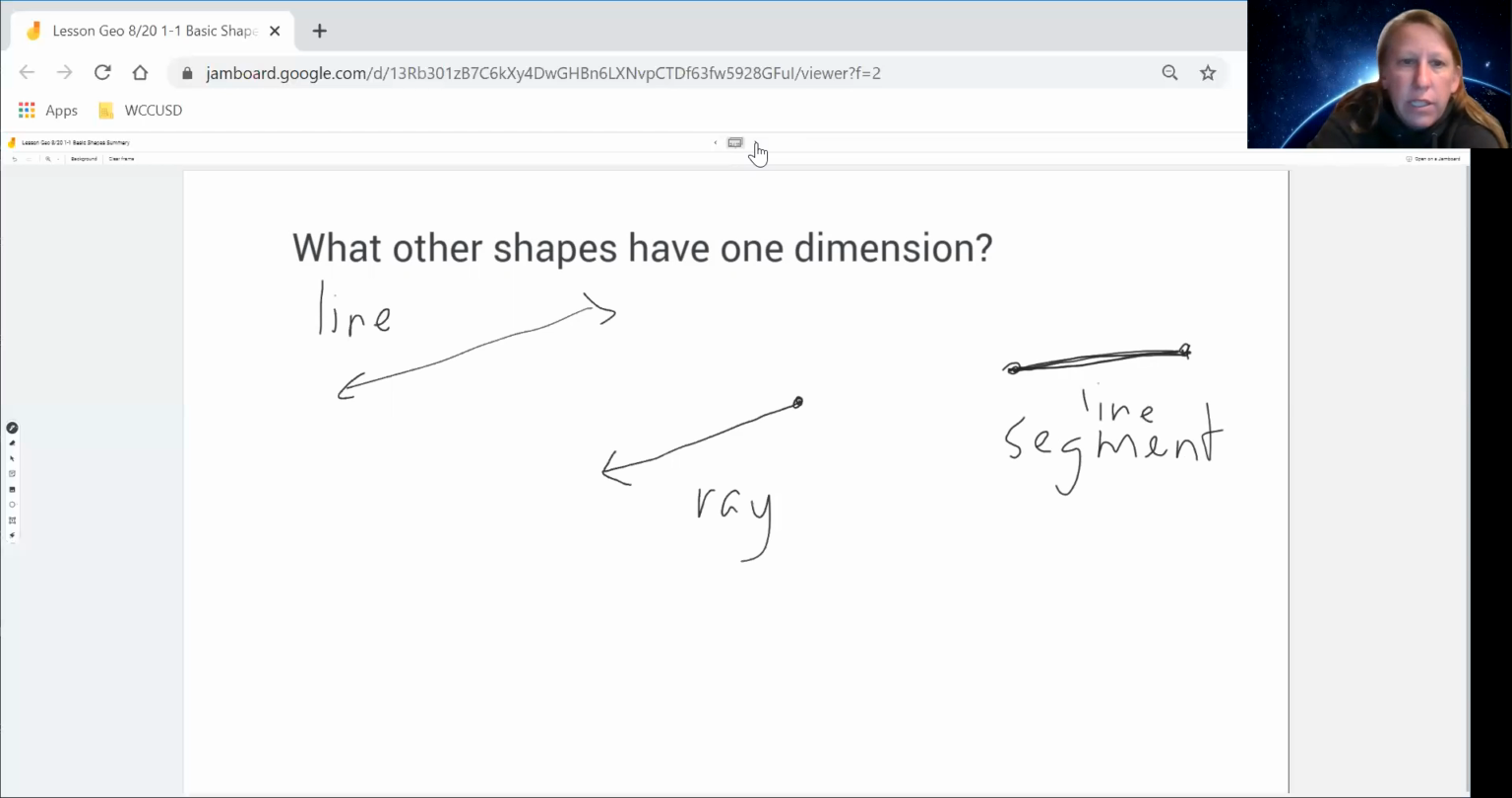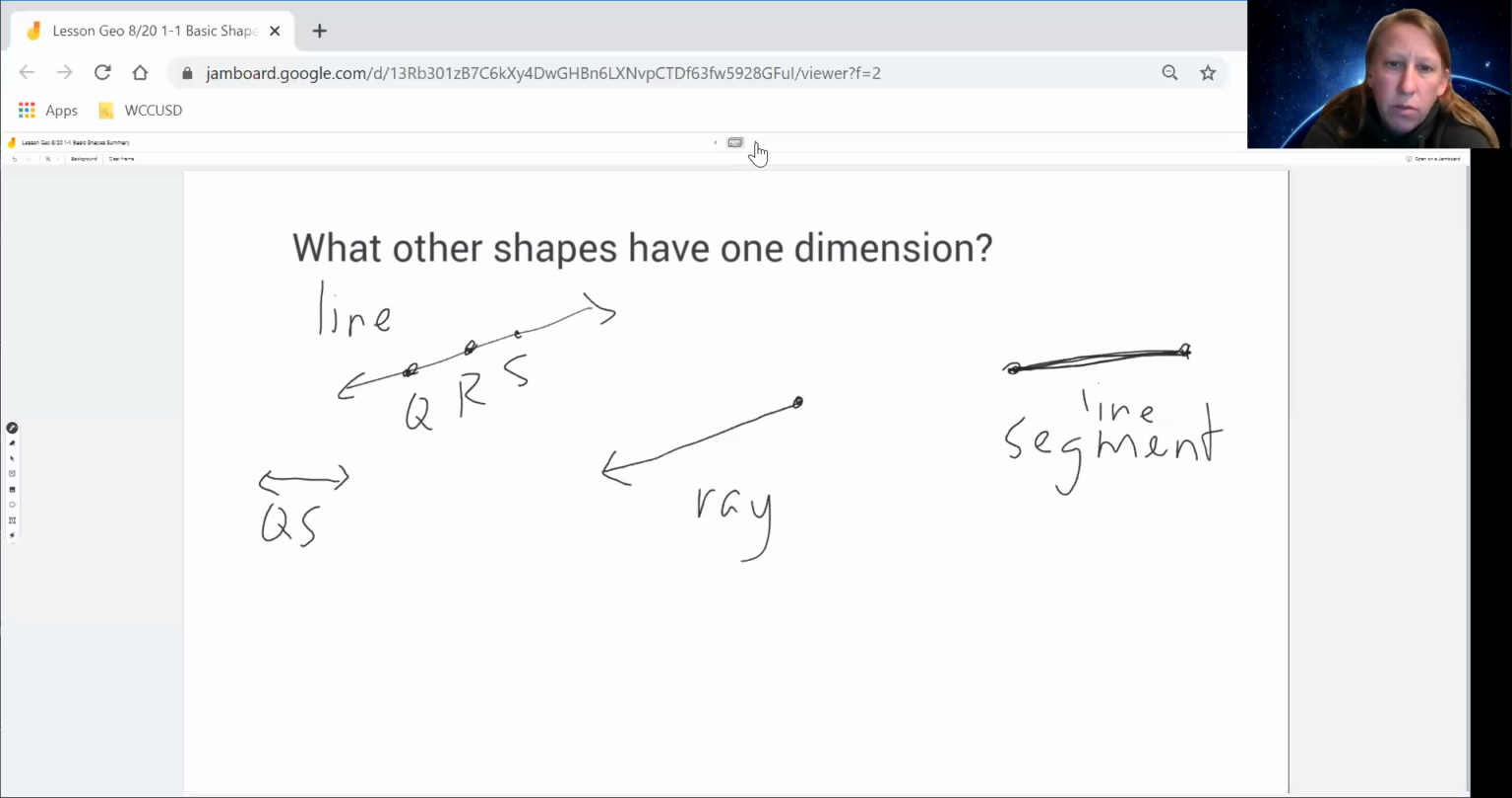The notation for these: if I want to talk about this line, even if there's 3 points, I only need to choose 2. So this is line QS, or QR, or SR, or SQ.